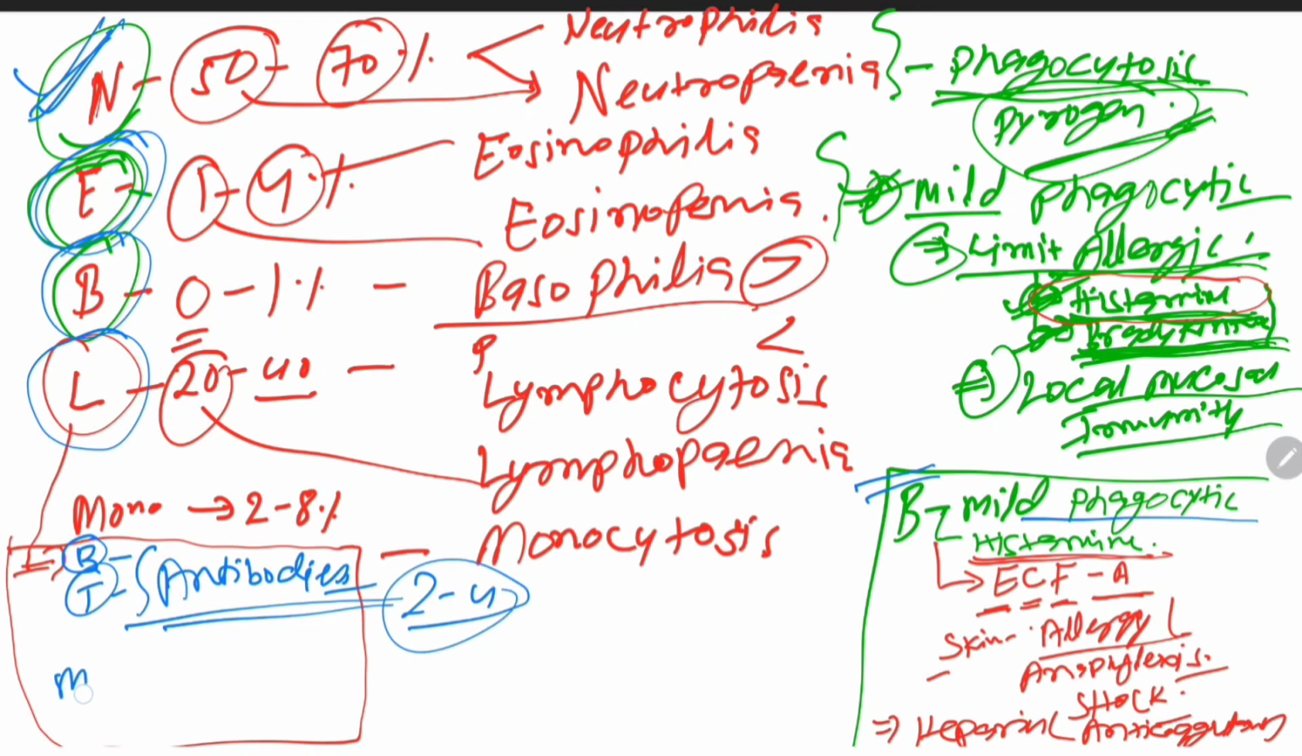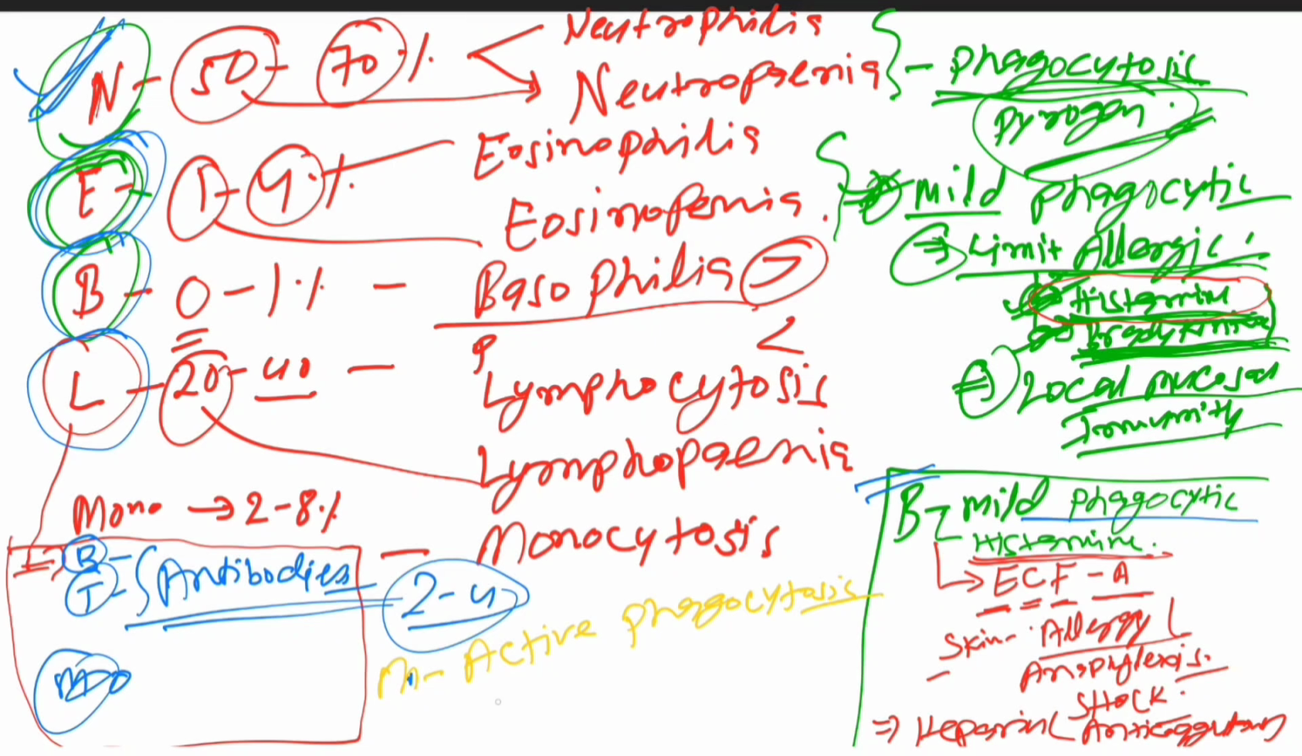Now, monocyte is the last cell. Monocyte is going to do active phagocytosis. When the monocyte remains in the blood, it is called monocyte. When the monocyte enters the tissue space, then it becomes a macrophage. So the same thing. And this is the second line of defense.